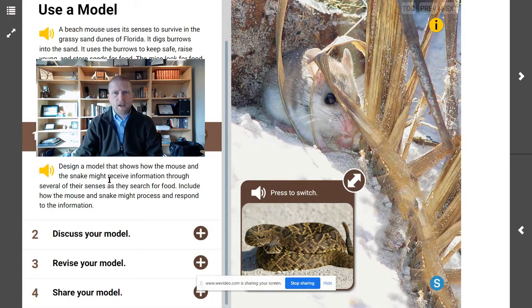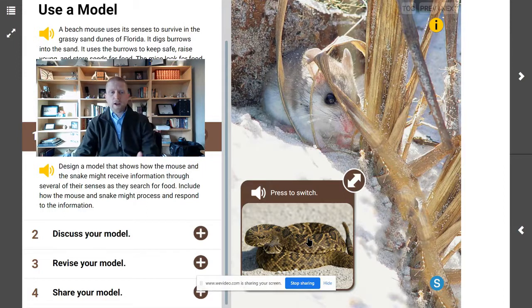So here's the big thing that you're doing today in your assignment. You need to design a model that shows how the mouse and the snake might receive information through several of their senses as they search for food. Include how the mouse and the snake might process and respond to the information. If it's dark out at night, how might that change how each of these two animals respond to the situation? We know that the mouse only comes out at night to hunt for food. Is that true about the snake as well?